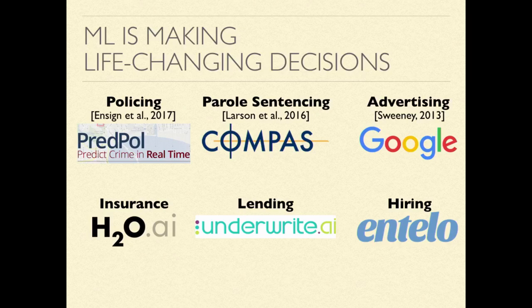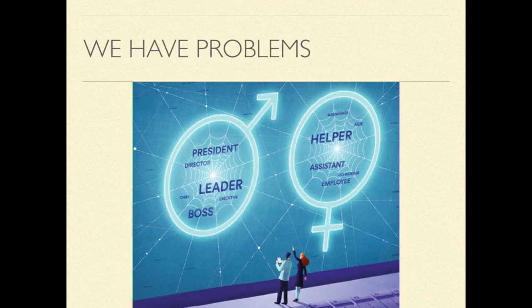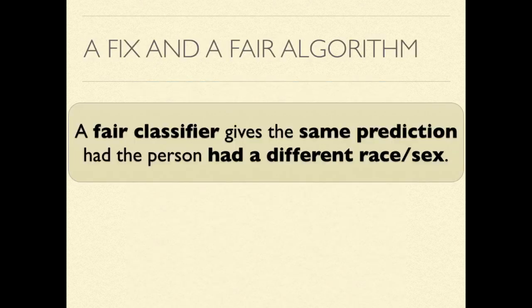Machine learning is making life-changing decisions, everywhere from predictive policing to who to give loans to. But we have significant problems. For example, the face detection system that can't see the faces of black people but sees the faces of white people perfectly okay. From natural language processing systems that associate men with president or leader and women with helper assistant, these sexist associations.